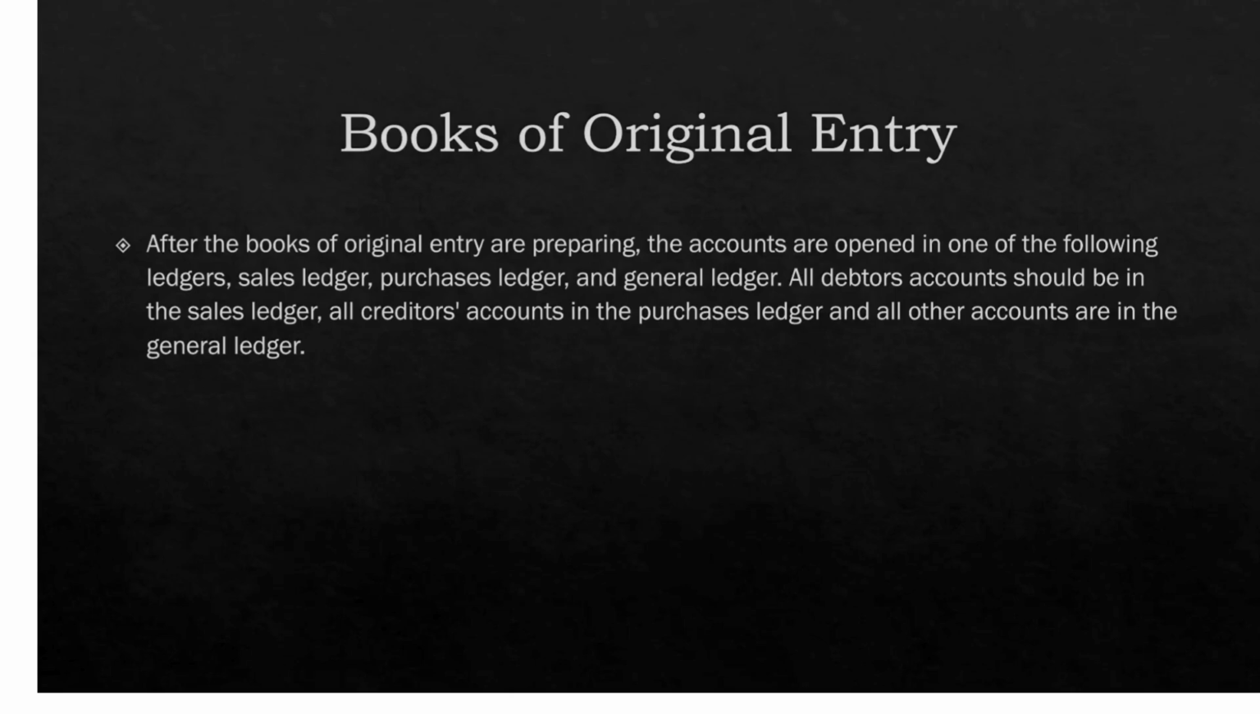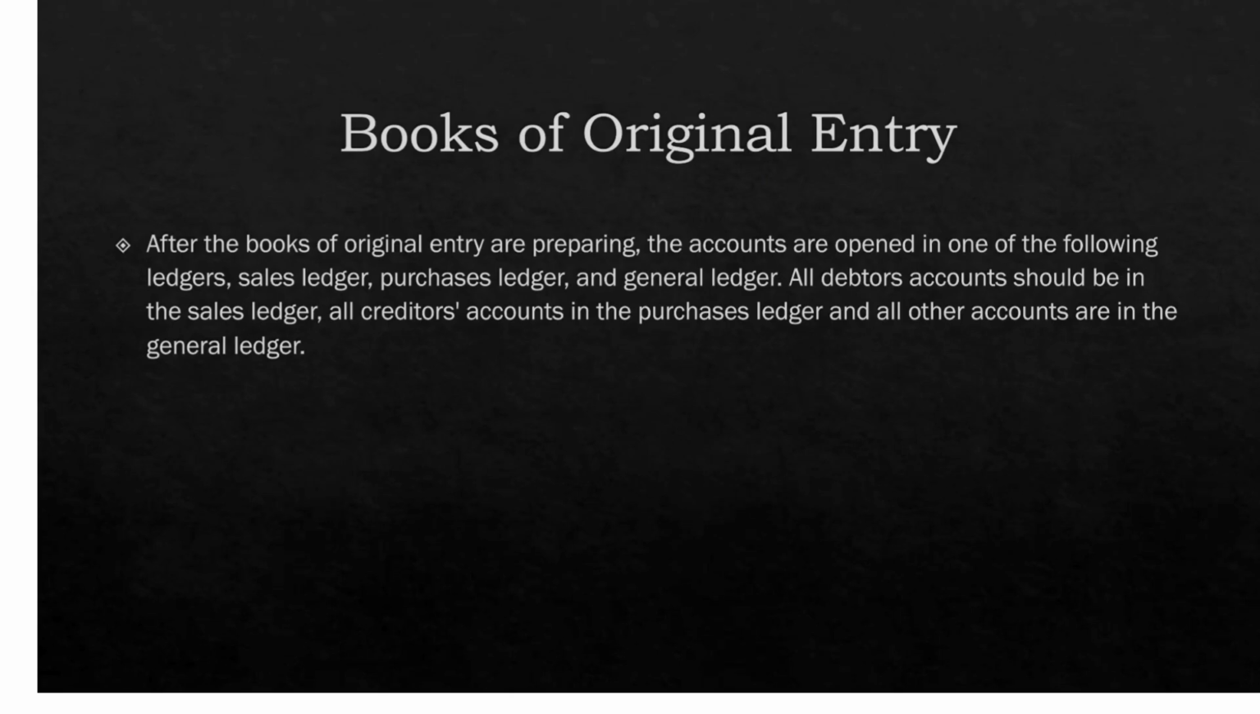And what do we use books of original entry to do? Books of original entry are where we first enter information from our source documents. After we enter the information in our books of original entry, the accounts are opened in one of the three ledgers. Remember that we have three ledgers: our sales ledger, our purchases ledger, and our general ledger.